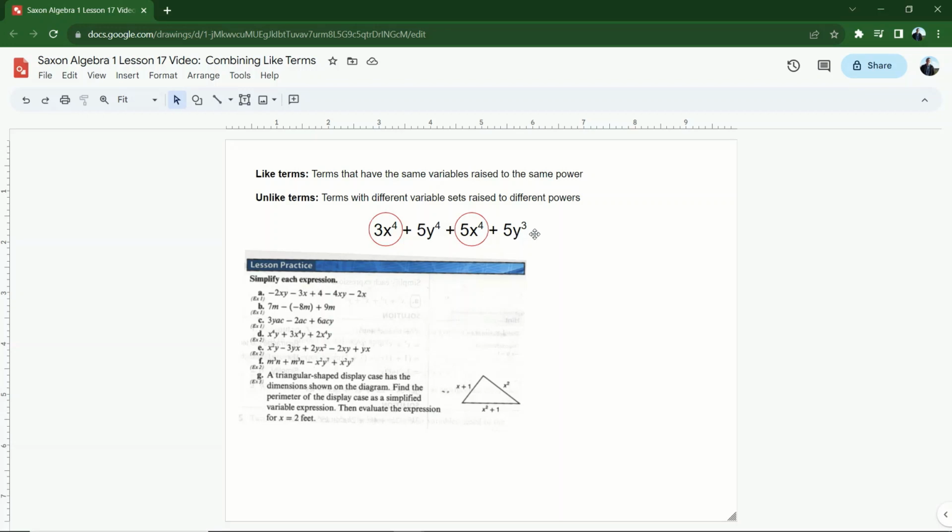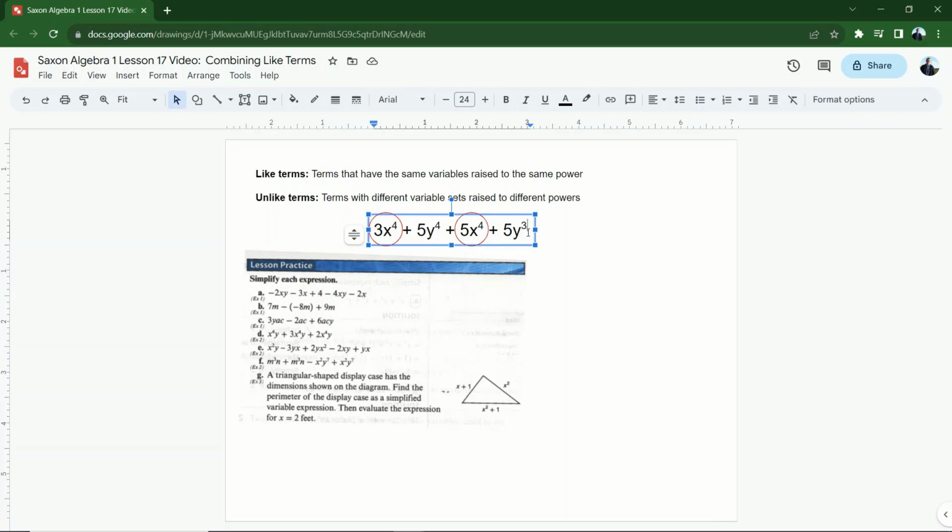So what do I get when I actually do this addition problem? Well, what we're going to run into is some problems that can be worked and simplified. Some things in my problems won't be able to be worked. So I do 8x to the fourth, okay? Because I combined the 3 and the 5x to the fourth. My variable set stays the same because I'm only doing addition. Plus 5y to the fourth.